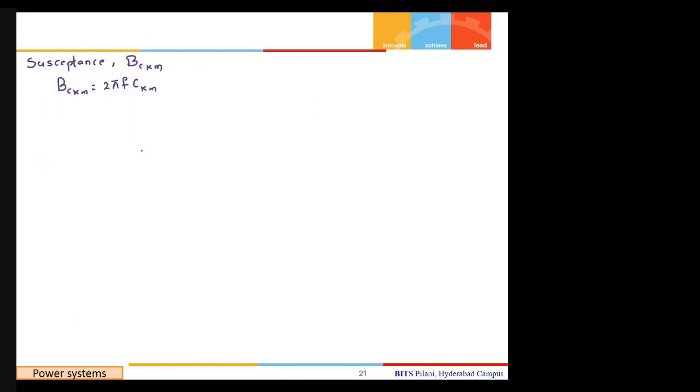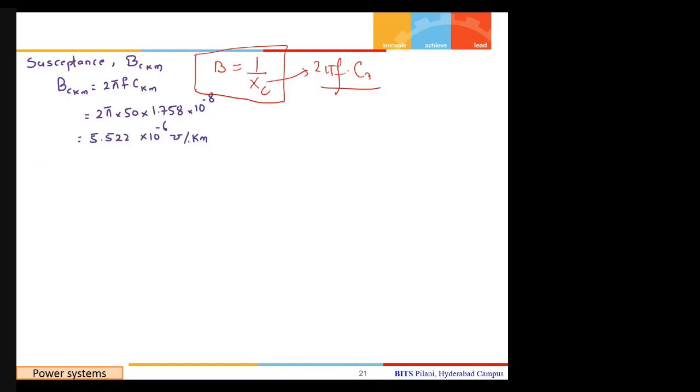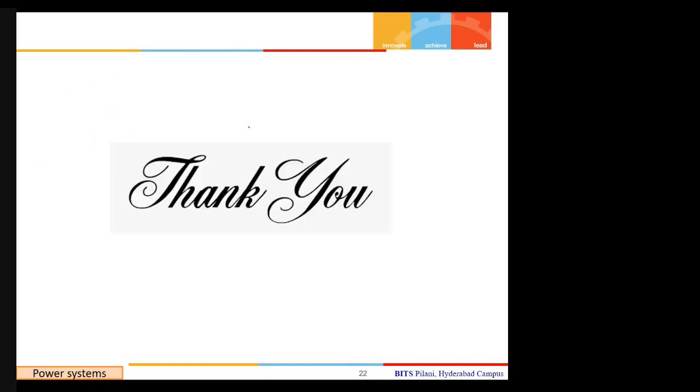Okay. The susceptance B is basically 1 by XC that we have seen. So XC you have to calculate as 1 over 2 pi F into the capacitance with respect to the neutral. Then you can get the value of the susceptance of the line. The unit of the susceptance of the line will be mho per kilometer or Siemens per kilometer. So this is the susceptance of the line, you substitute, and then you can obtain all the calculations involved in the capacitance calculation of the line.